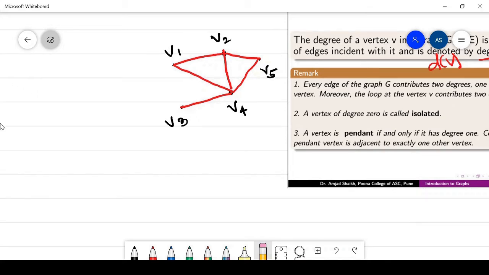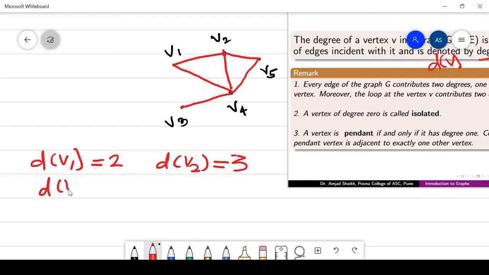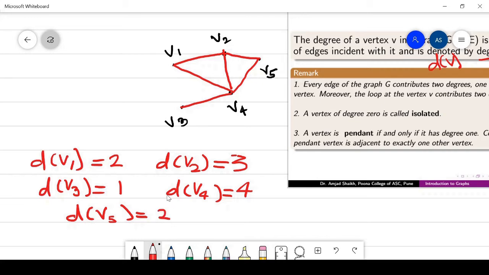We write here these degrees. Start from degree of V1. There are two edges associated with V1, so degree of V1 is 2. Then degree of V2. There are 3 edges connected with V2, so degree of V2 is 3. Then degree of V3. There is only one edge connected at V3, so degree of V3 is 1. Then there are 4 edges associated with V4, so degree of V4 is 4, and degree of V5 is 2. So this way we can calculate the degree of a vertex in a graph.